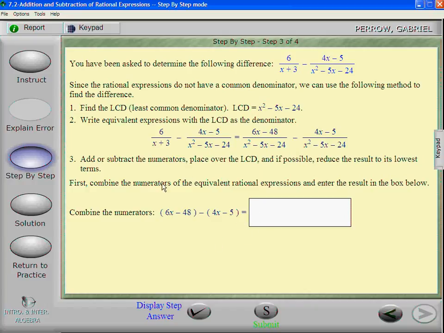Okay, so combining the numerators, notice what they did here, and this is a very important point. They said the denominators are the same now. When you subtract, you're distributing a negative to everything that's next to it on the right. So they put parentheses around this to be very careful, to remind you that you need to distribute that negative in. So I'm actually going to have 6x minus 4x is 2x, minus 48 minus a minus 5. This is a plus 5. It's going to be combined with the minus 48. So I have a minus 43.